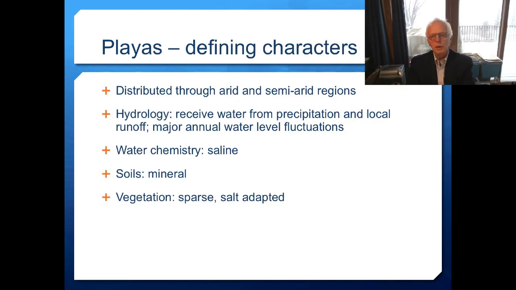Playas are distributed through arid and semi-arid regions. Their hydrology is that they receive water from precipitation and local runoff, and there are just huge annual water level fluctuations. Water chemistry tends to be saline, but very rich in a variety of different kinds of ions. Soils are mineral, vegetation is sparse, and it's salt-adapted vegetation, vegetation that can exist under fairly harsh conditions, not the same kind of saline conditions as you find in the coastal marsh, for example, but salt or high salinity adapted vegetation.